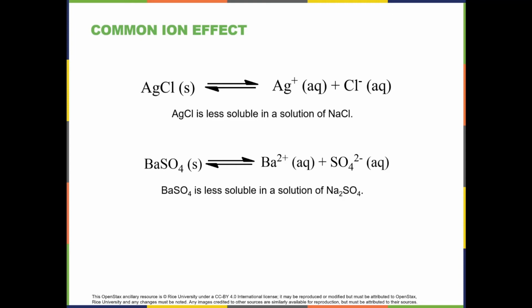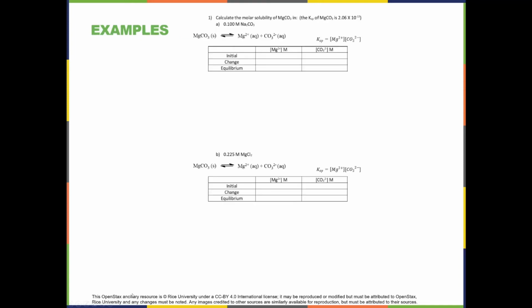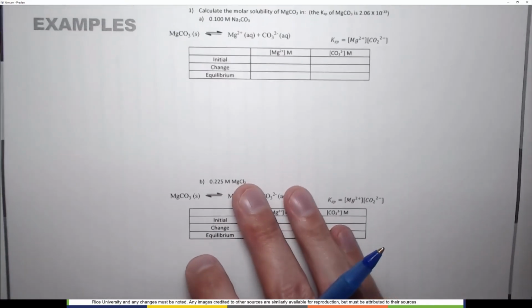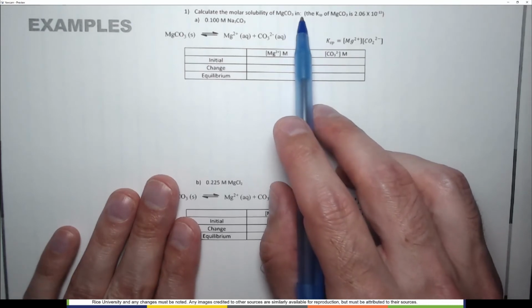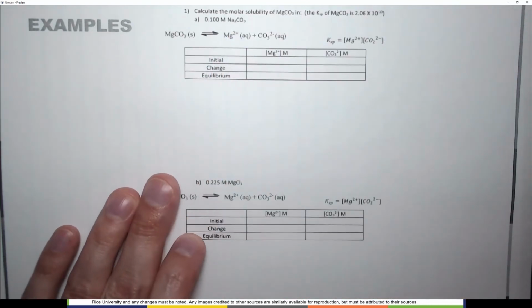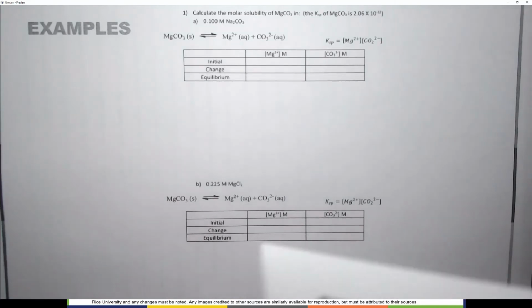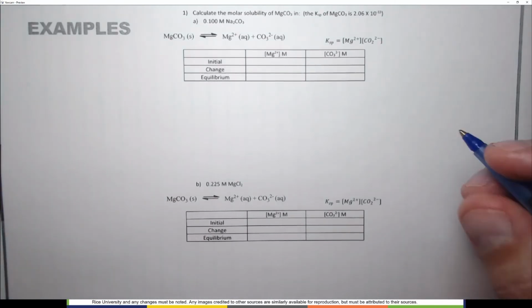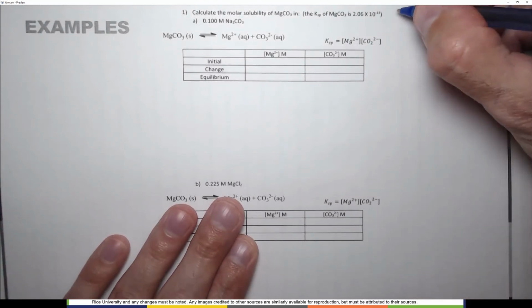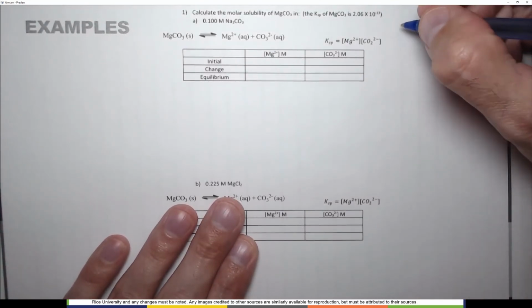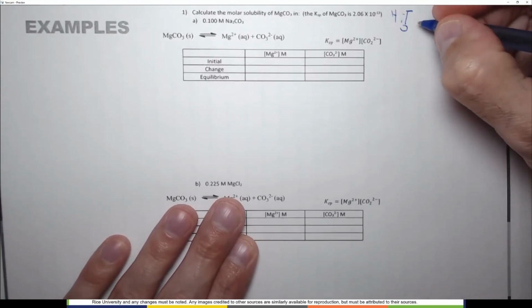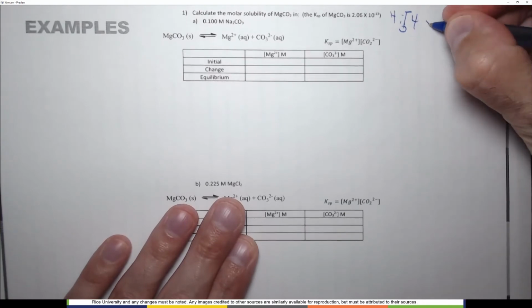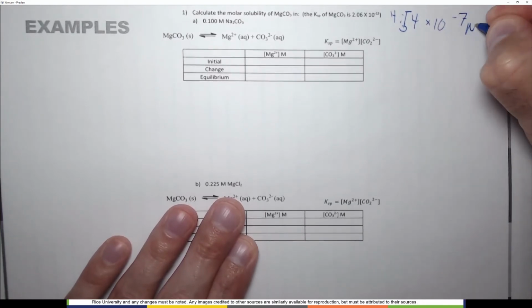overall compound less soluble. Let's take a look at a couple mathematical examples, and as usual, I'm going to switch over to the camera in order to do that. It says, calculate the molar solubility of MgCO3 in 0.1 molar Na2CO3. If you remember from the previous example, we found that the molar solubility of MgCO3 in just water is 4.54 times 10 to the minus 7 molar.